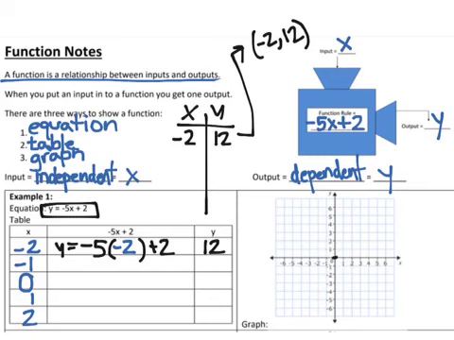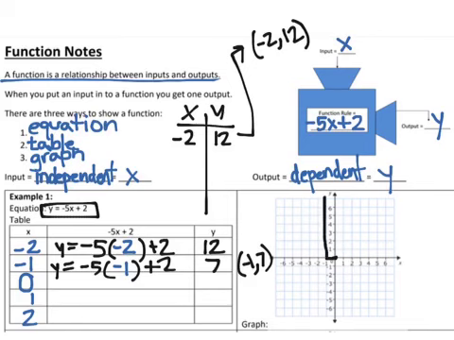Let's try -1. I believe that's going to land on our coordinate plane there. So we've got y equals -5 times -1 plus 2. So -5 times -1 is +5, plus 2 is 7. So we have another point at -1, 7. So that one actually is going to hit. So we go -1, up 7, and we're going to have a point right there. So that's our first point that we know we have.